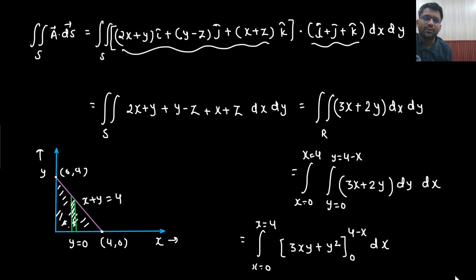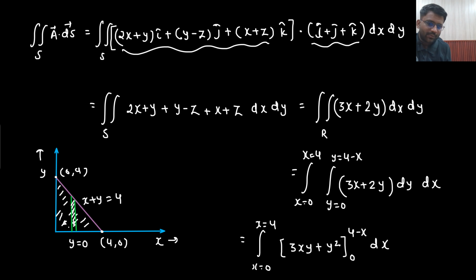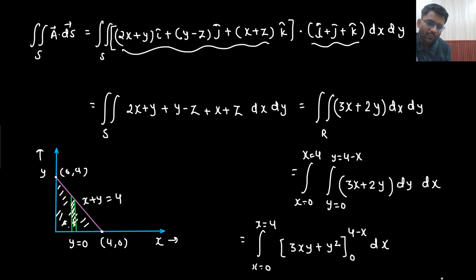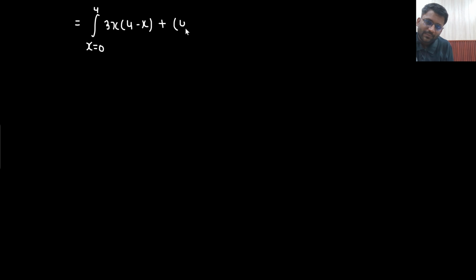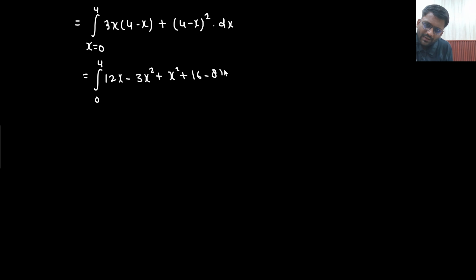Welcome back. So did you solve it? So what we need to do? X going from 0 to 4. The limit we are supposed to put: the limit of y will be 4 minus x. So 3x into 4 minus x plus 4 minus x whole square dx. If we solve it, x going from 0 to 4, 12x minus 3x square plus x square plus 16 minus 8x dx.